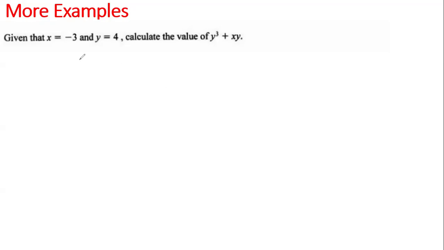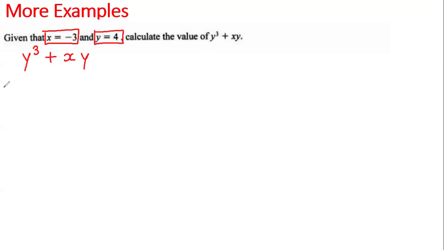So what we have to do is substitute, right? The first thing we're gonna do is write our expression. So we have y cubed plus x multiplied by y. In this case, what is x? X is -3. And what is y? Y is +4.